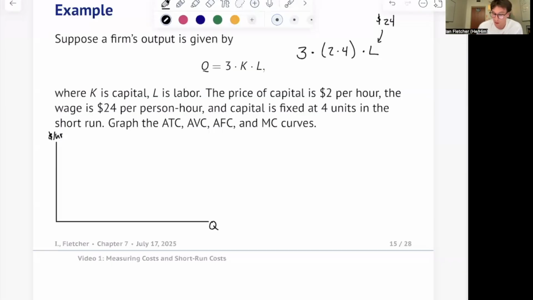We know that our price of capital is $2 per hour, per unit. And our capital is fixed at 4 units. So our fixed cost is going to be fixed at $8.